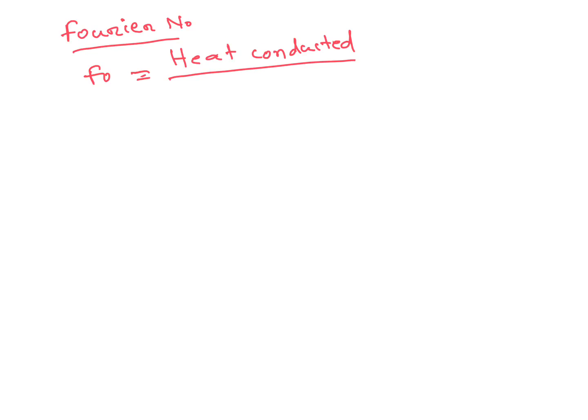Next number is our Fourier number. It is the ratio of heat conducted by heat stored. It is also important for solids. It is alpha t by L_C square. Alpha is thermal diffusivity, t is time, L_C is characteristic length or dimension. This is important for solids.